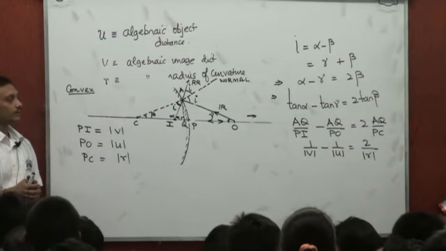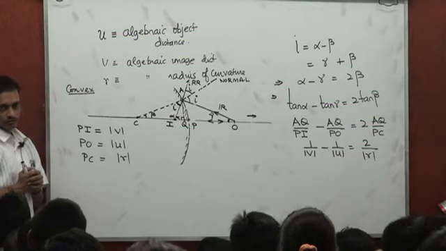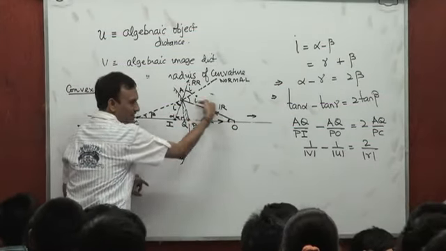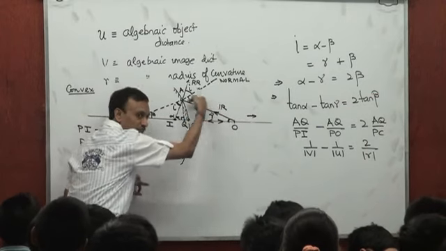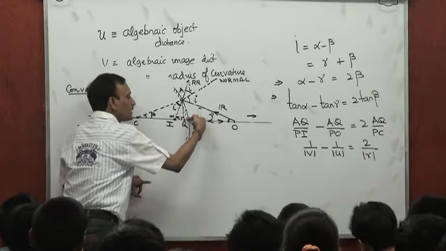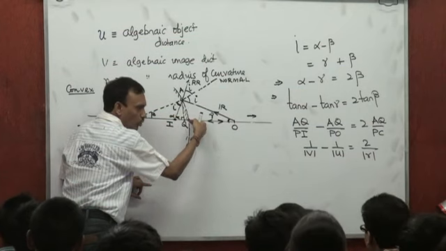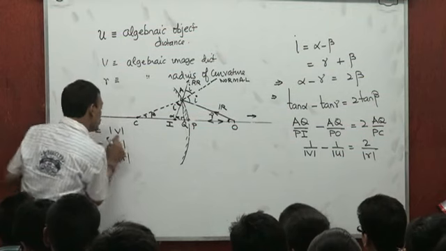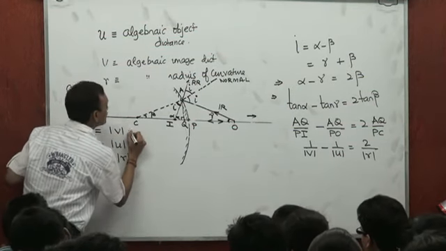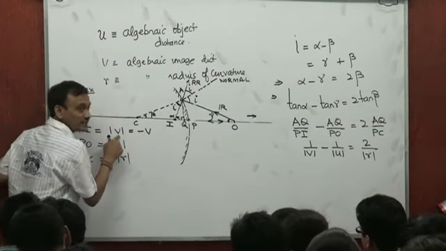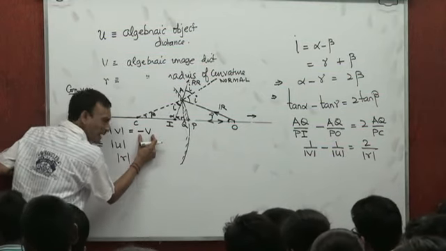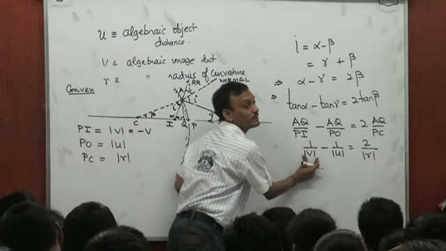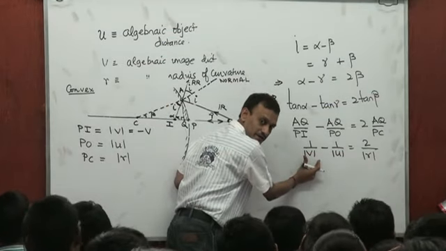Now, for the figure that I have drawn, to locate I, this is the incident ray, so this is the reference direction. To locate I, am I moving in the same direction as the incident ray from the pole? Yes. So should V be positive or negative? Negative. So if V is negative, mod V should be minus V, so that minus V turns out positive. So this mod V is to be replaced by minus V.